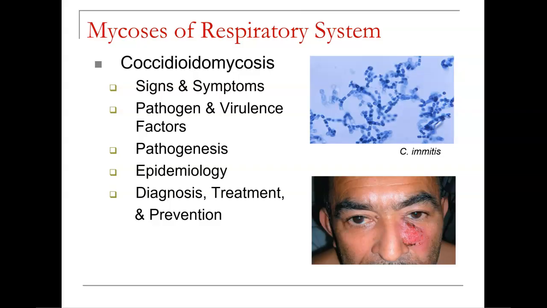For diagnosis, you're going to look for the presence of the spherules in the clinical specimens. To treat it, you're going to use antifungal drugs. Prevention is going to be protective masks, which can prevent exposure to these spores when the soil is turned up or disturbed.